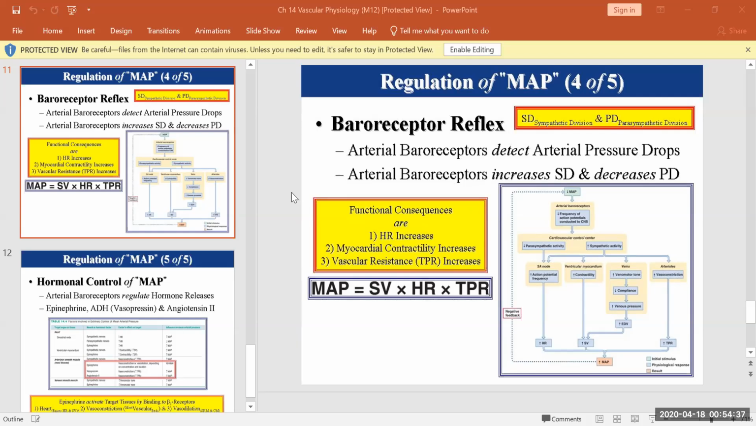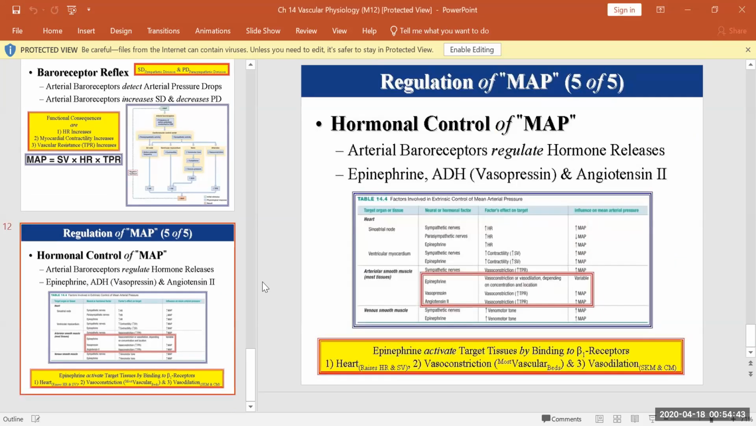Okay. Moving on to the next one. So this is the involvement of the endocrine system affecting MAP. So we're going to focus on epinephrine.